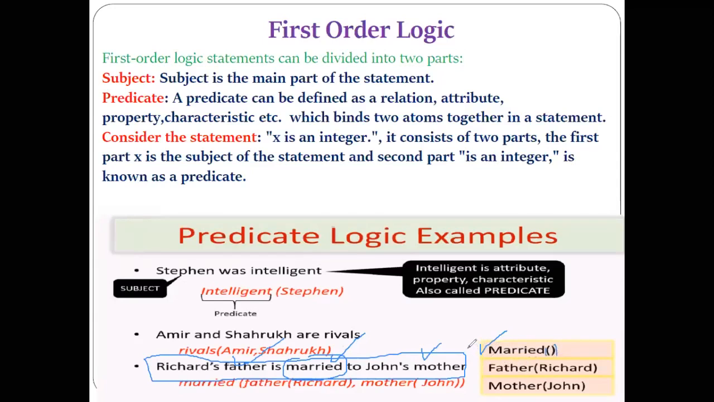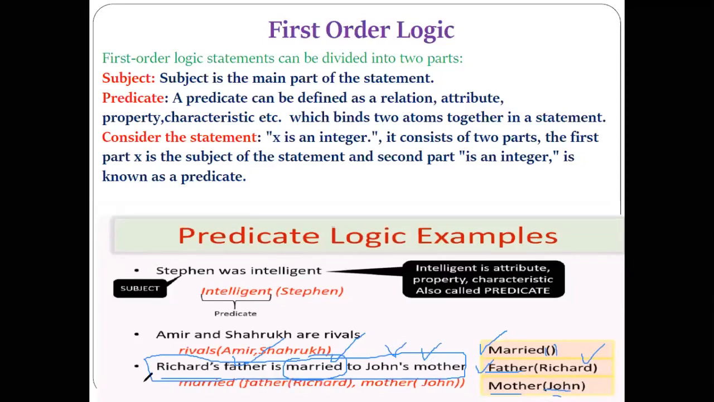Now, what are the other two predicates? Father and mother. Related with the father, what subject do we have? In the statement, we have Richard's father. So father is the predicate, then its subject will be Richard. Similarly, mother is the predicate, its subject will be John. Got the point?